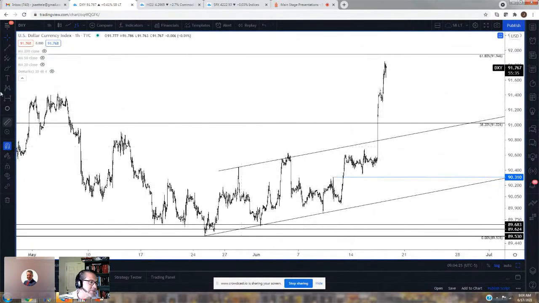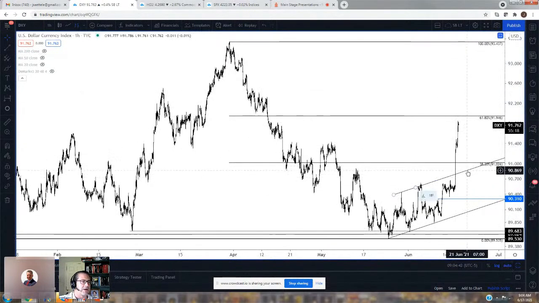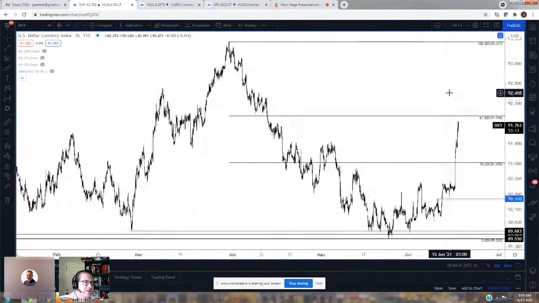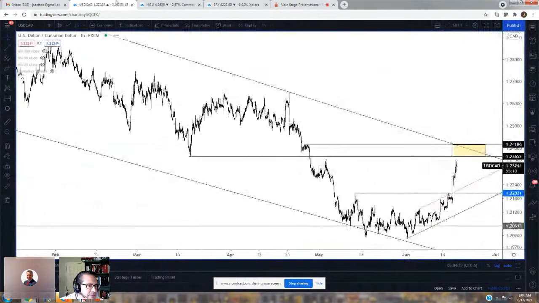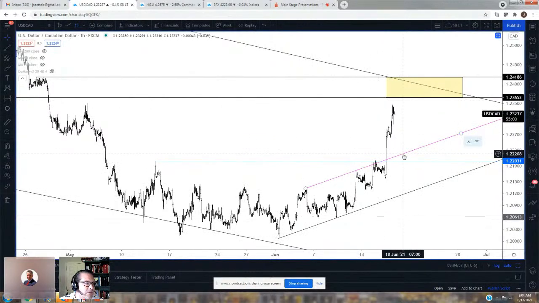A perfect setup, so to speak, is what I call the slingshot setup, where you would break through, then come back, and it would be support because it used to be resistance. That obviously didn't happen, but it still could. So I wouldn't dismiss this as a possible support level. Dollar CAD was similar, I believe. See the original channel here, broke through, off to the races. This would be a level I would pay attention to if you came back to it.